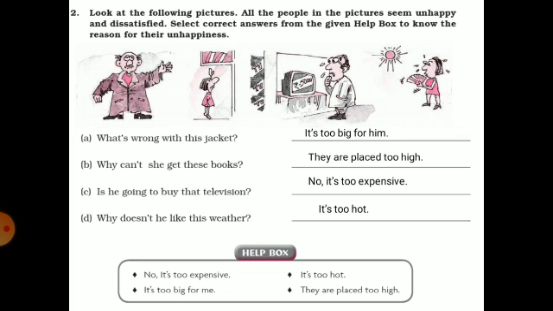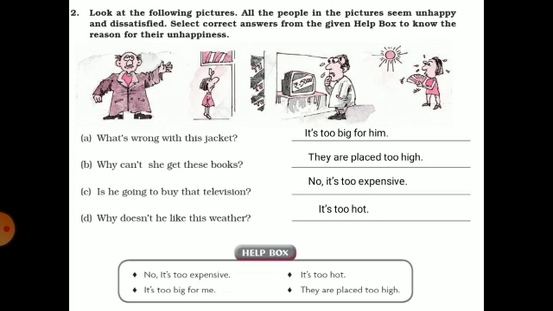Now this worksheet, look at the worksheet, look at the pictures and the stimulus given in the help box. Now what's wrong with this jacket? Look at the picture. It seems the jacket is too big. So now the hint is also there. It's too big for him.